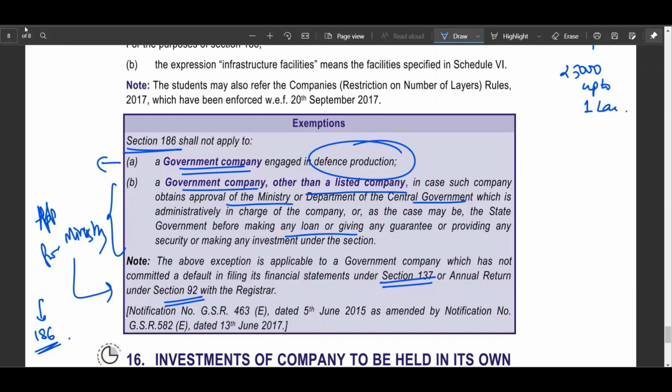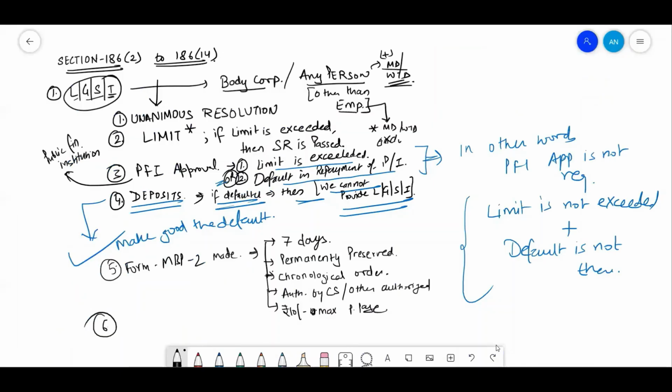So the summary that we have made, let's complete that again. The sixth part was about the non-applicability part, which is given in section number 186 subsection 11, and the seventh part is about the penalty. I hope I made myself clear, and this section is done here, completed here.